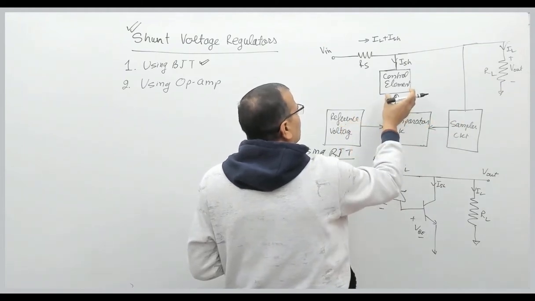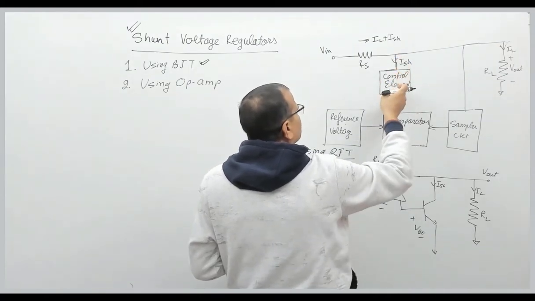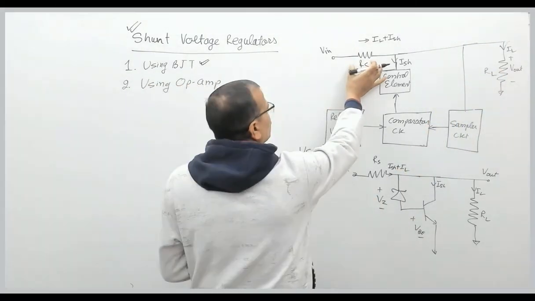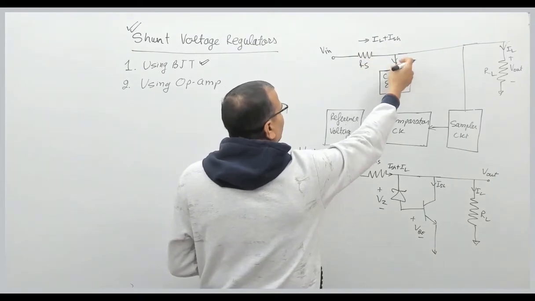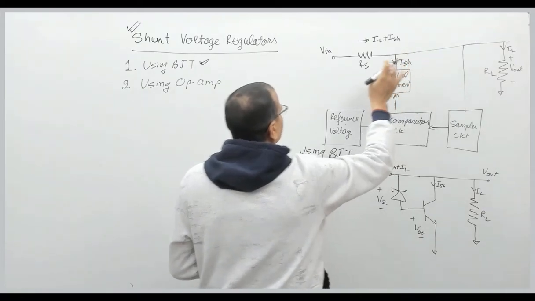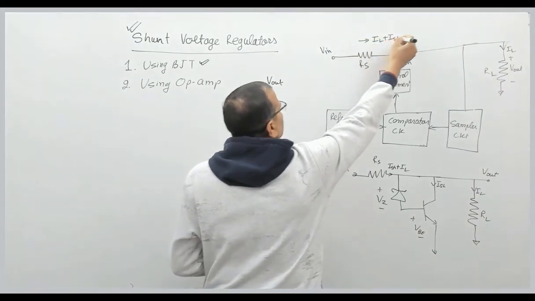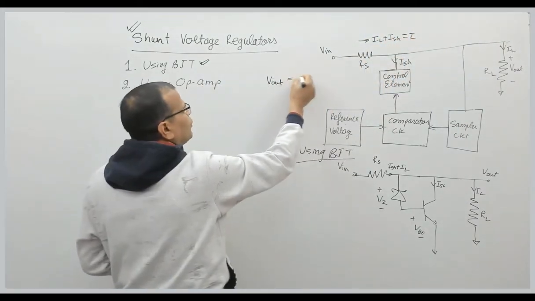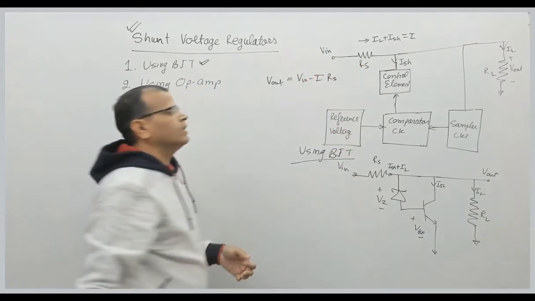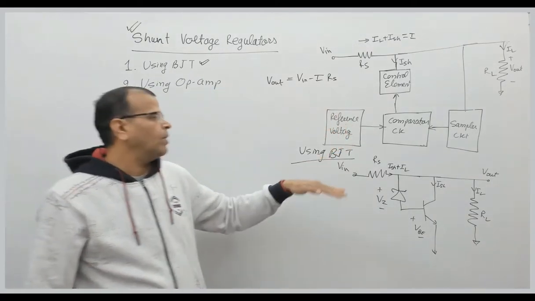The comparator gives the signal to the control element, which in turn controls the current passing through the element and accordingly controls the output voltage. The voltage drop across this is controlled by the variation in the current through the element, which is shunt current, because it is connected in shunt, right? Suppose this current is I, the output voltage of this circuit is nothing but Vin minus I multiplied by this series resistance RS, right? So this is the general block diagram, but let us talk about the circuit.